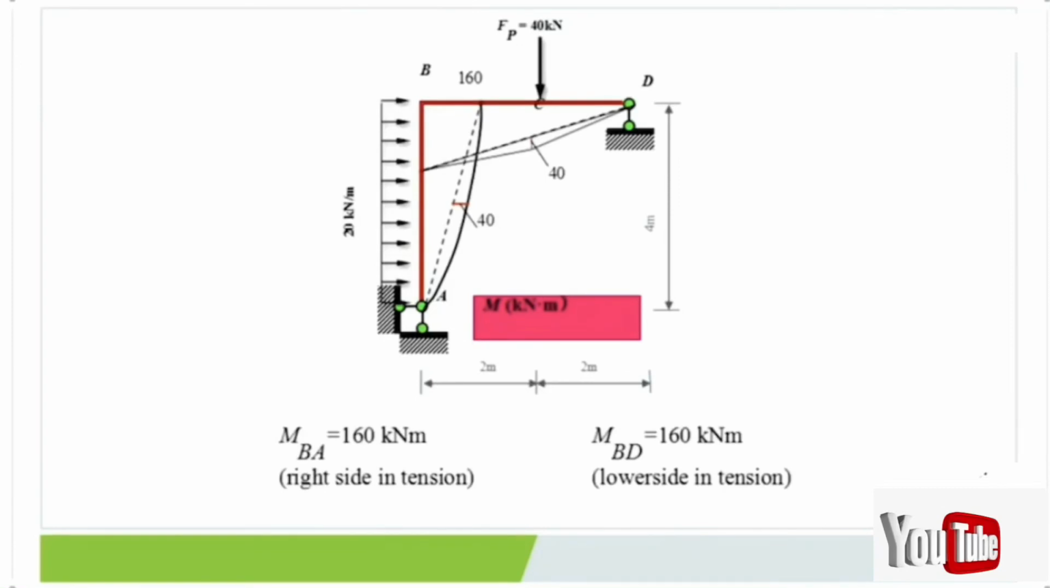When constructing the bending moment diagram, we could use the superposition method, segment by segment. That's all for today.